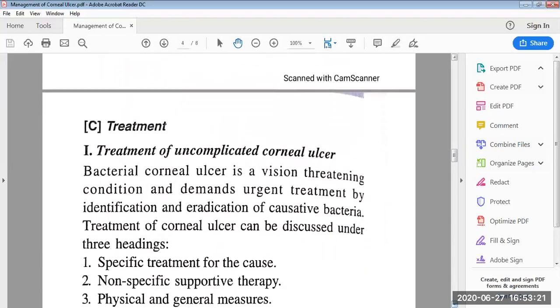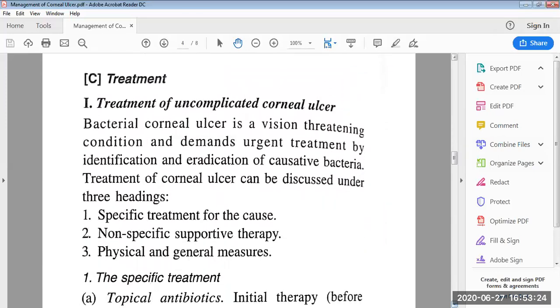Then comes the treatment part. First, we should go for the treatment of the uncomplicated corneal ulcer. The bacterial corneal ulcer is a vision threatening condition and demands urgent treatment by identification and eradication of causative bacteria. The treatment of corneal ulcer can be discussed under three headings. First is the specific treatment for the cause. Second is the non-specific supportive therapy. Third is the physical and general measures.